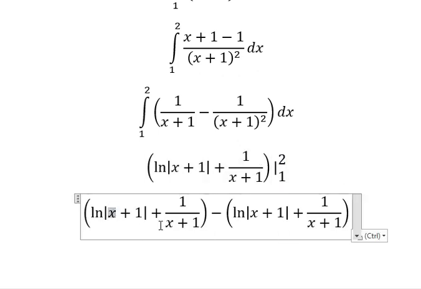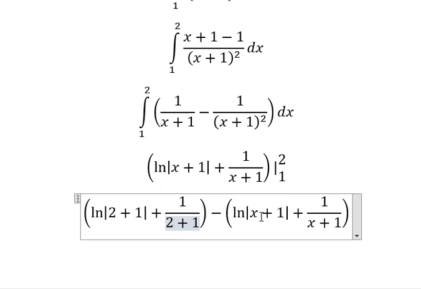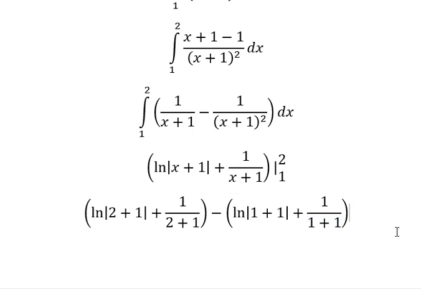So we put number 2 in here, number 1 in here, and now we calculate this one.